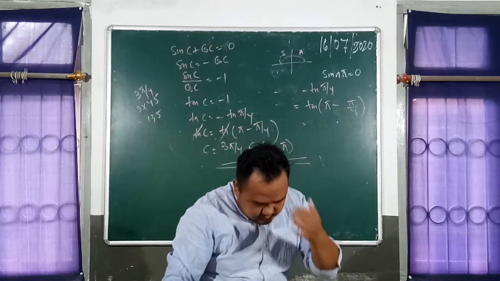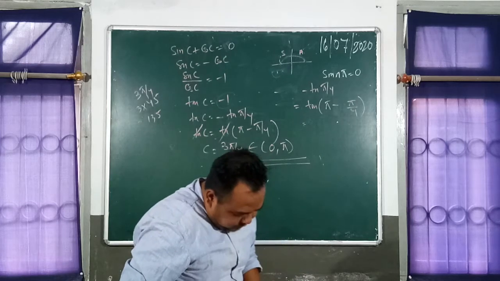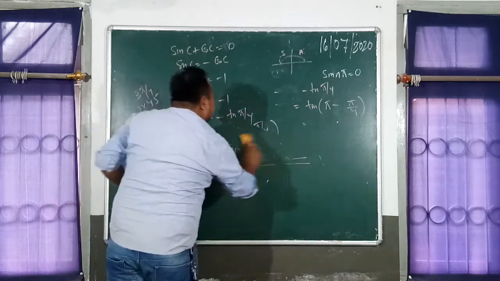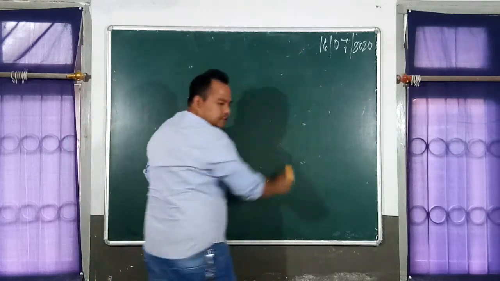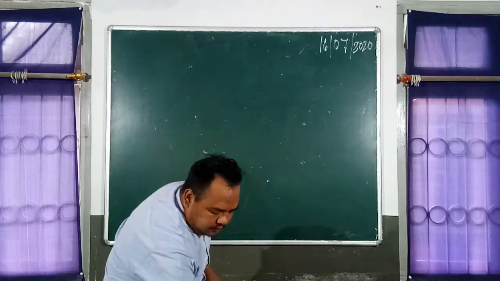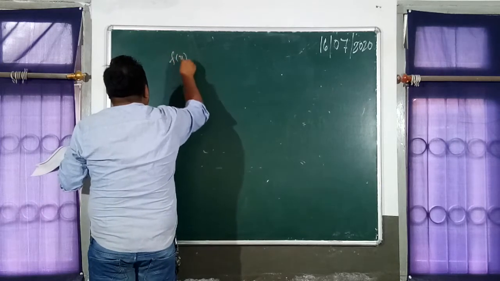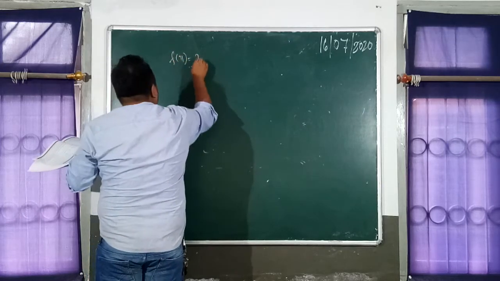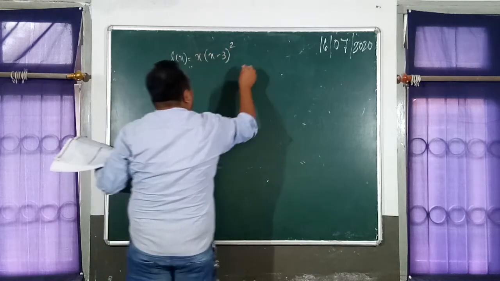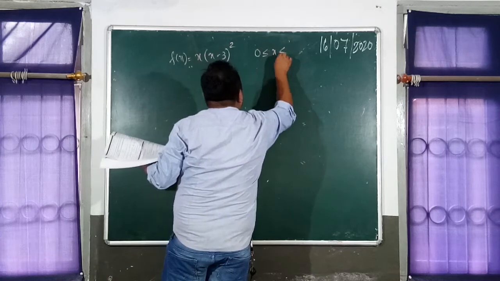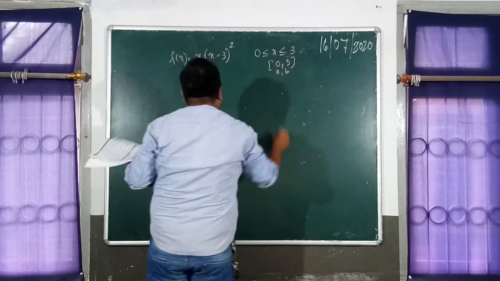Okay. Let us do question number 4, subdivision 3. Last question. Question number 4, subdivision 3. The function is given as f(x) = x(x - 3)², and the interval is 0 < x ≤ 3. This also means [0, 3]. So this is your a and this is your b.